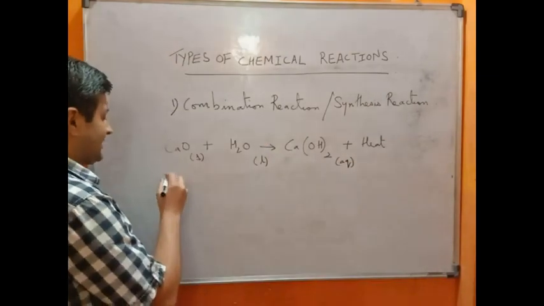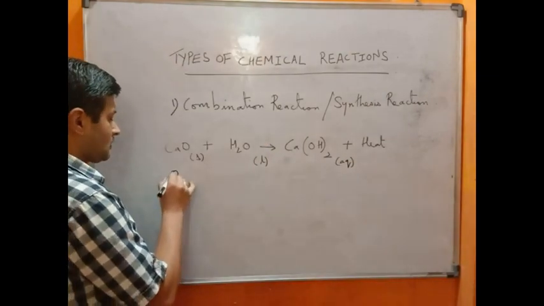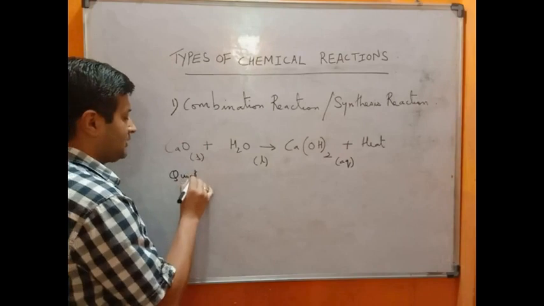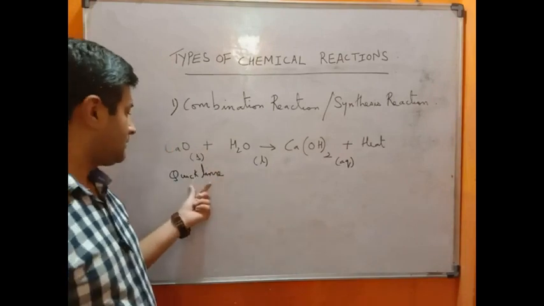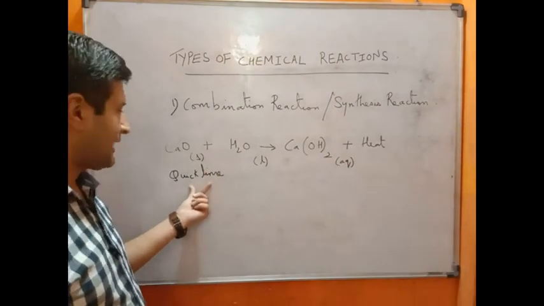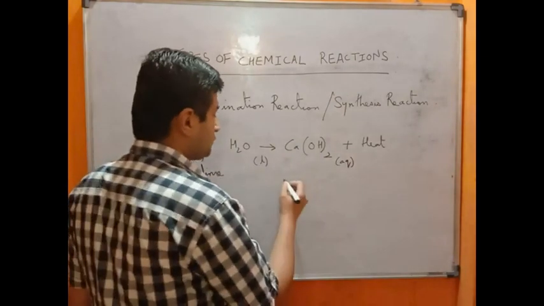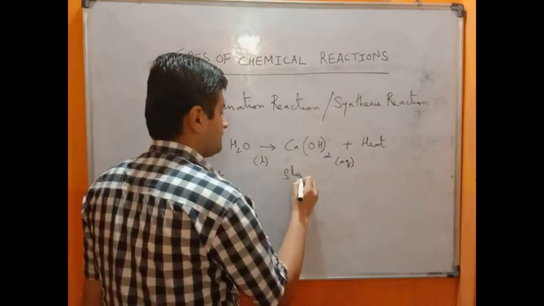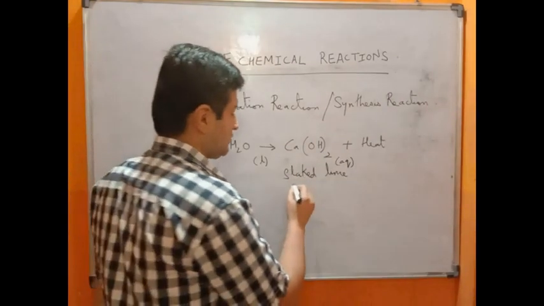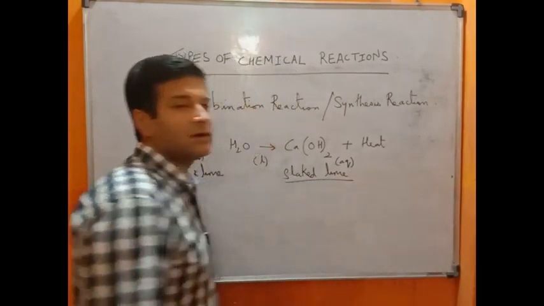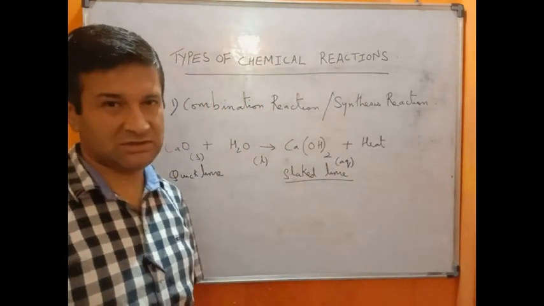This is also known as quick lime. So when we add water to quick lime, it gets converted to slaked lime. Solution of slaked lime is used for whitewashing.